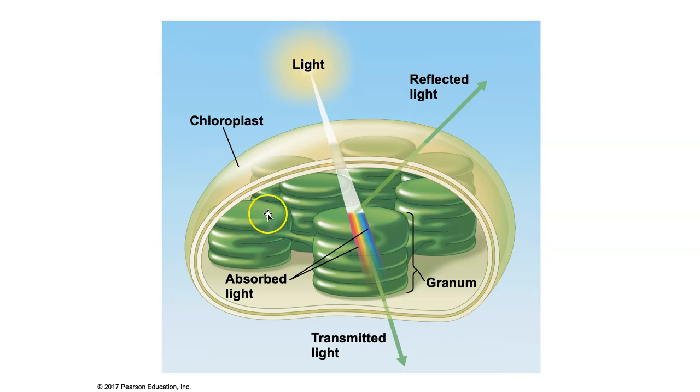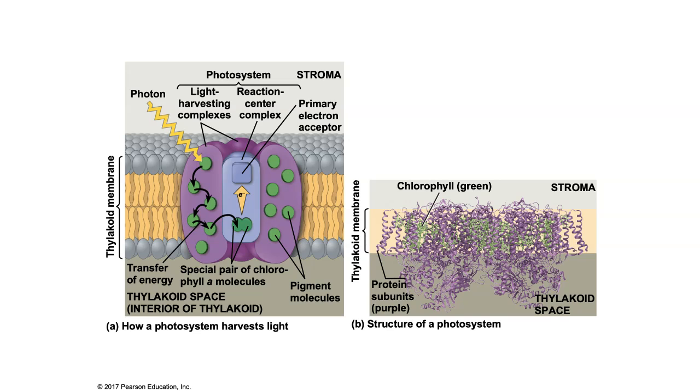So all of these green thylakoids are filled. These are obviously phospholipid bilayers, right? That are surrounding these, and they're filled with the photosystem proteins. So that's where they all are. I always tell you to pay attention to where things are.